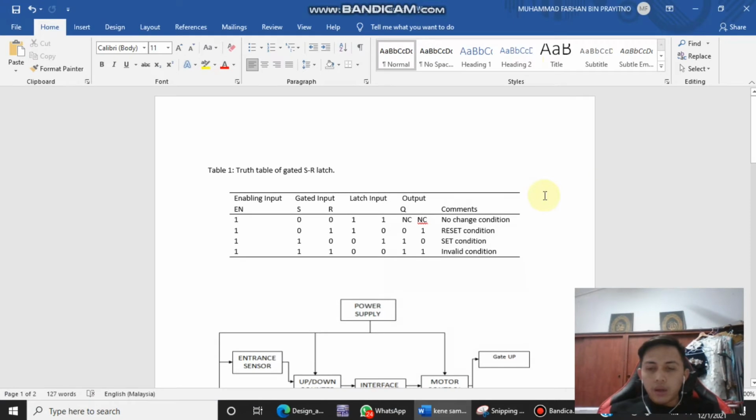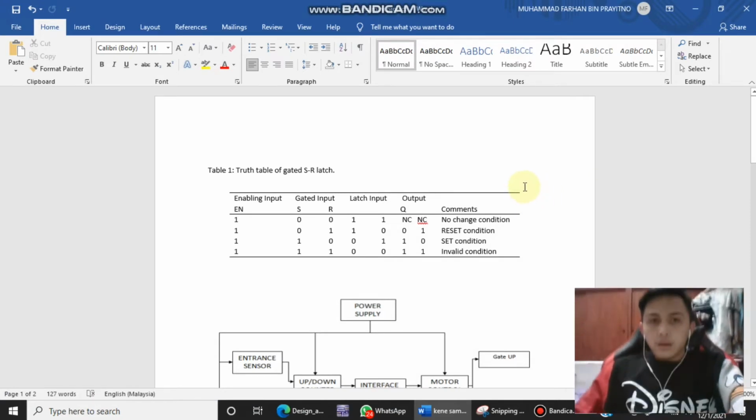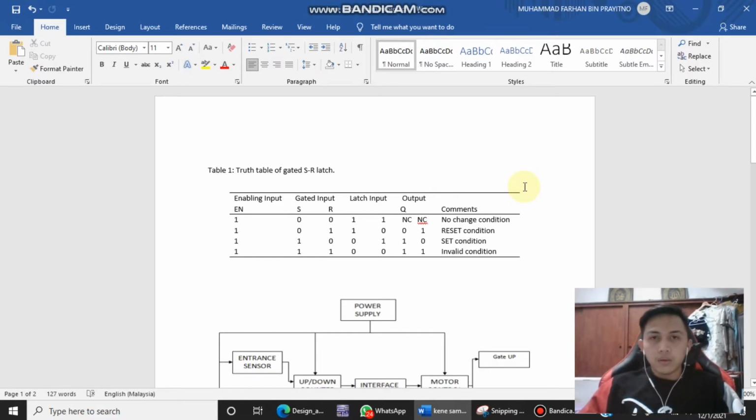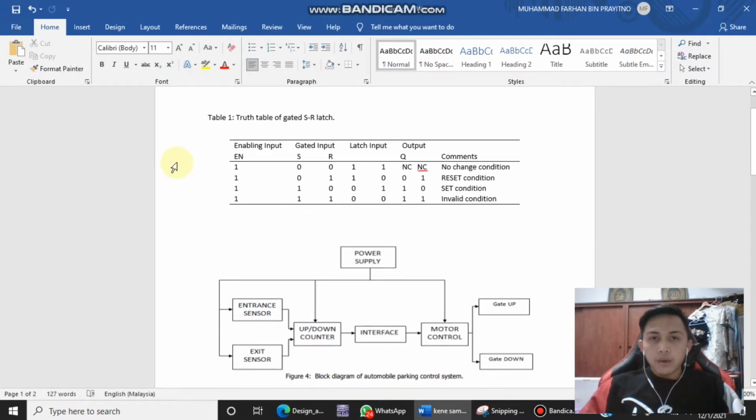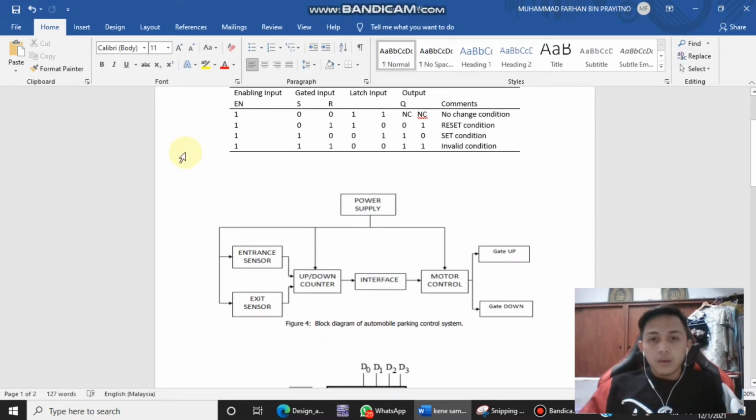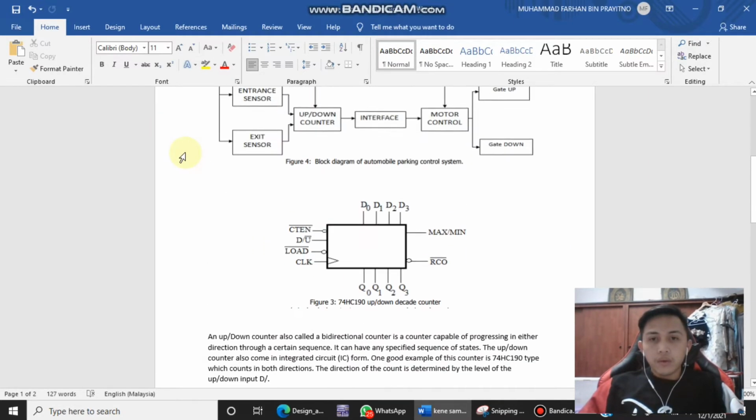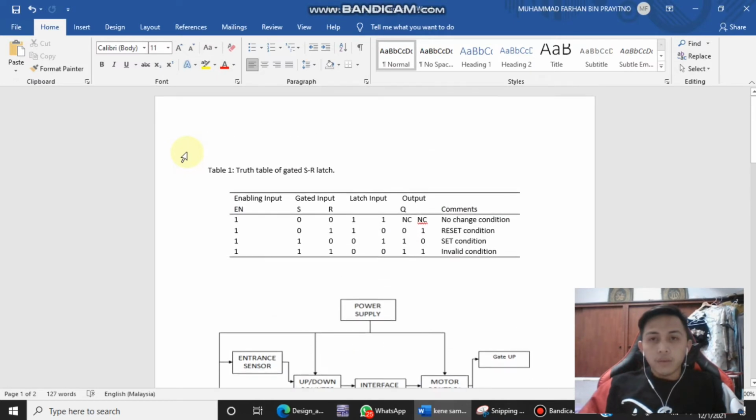Assalamualaikum warahmatullahi wabarakatuh. Hi, my name is Farhan bin Prayitno, and today I would like to show you my part of our mini project for the automated car parking system. My part is to present the truth table and the block diagram for our mini project.